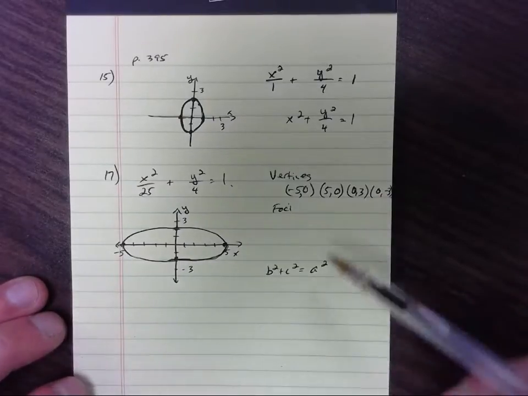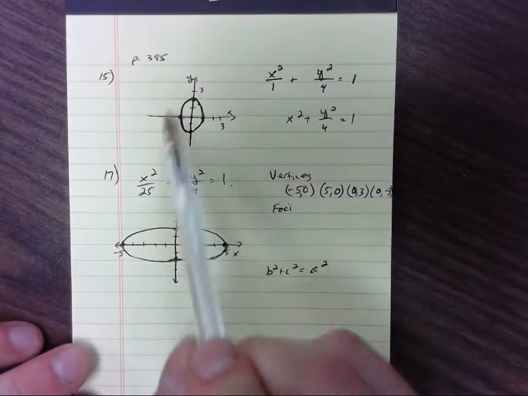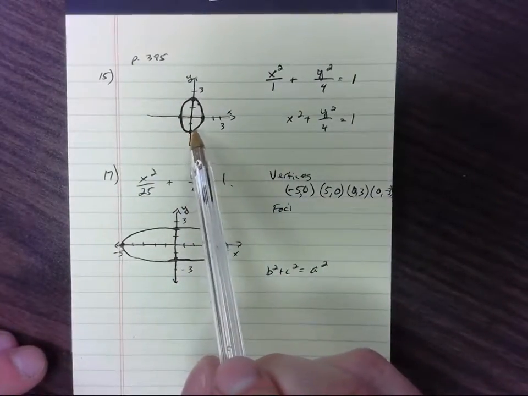Alright, we're going to talk about number 15 and number 17 for tonight's homework from page 395. On number 15, here's the graph that was given to you, and you have to come up with the equation.